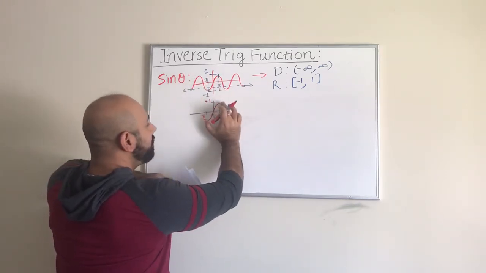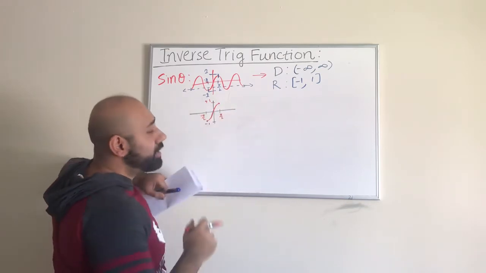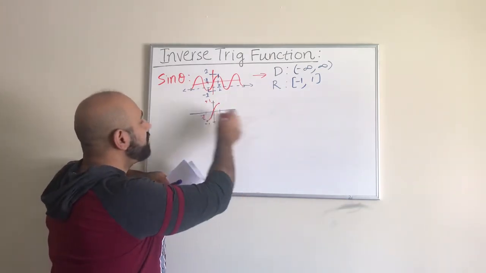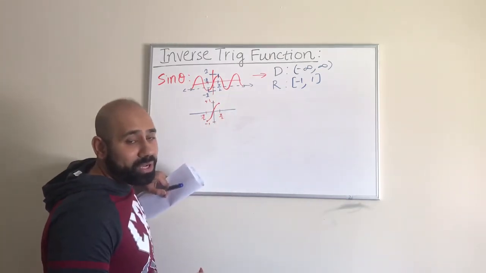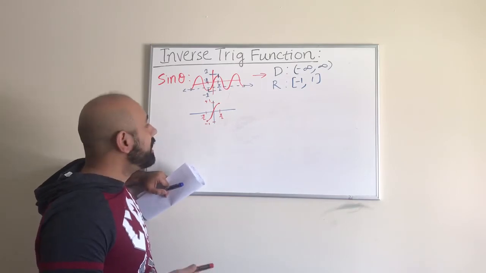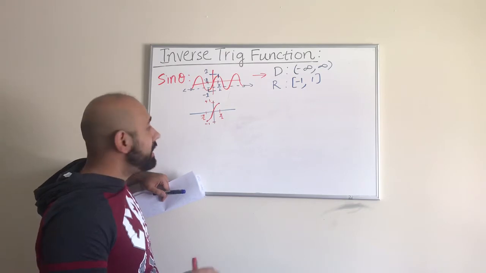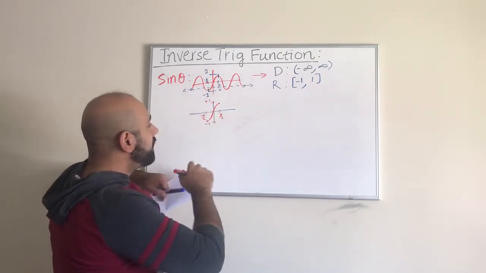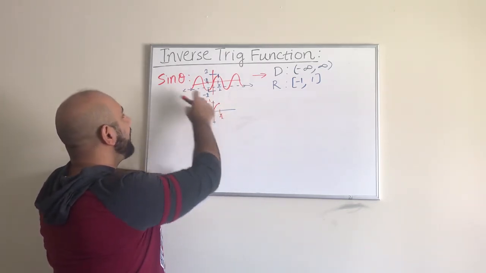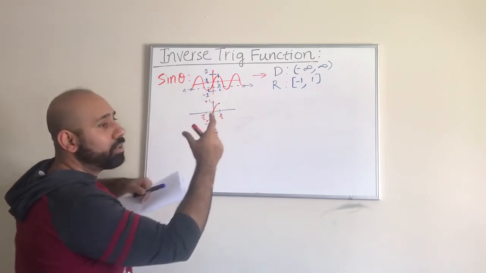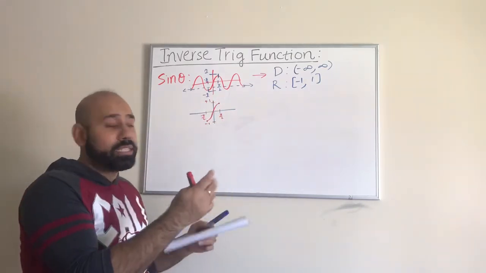Then if I restrict it only to this, does this pass the horizontal line test? Yeah, if we try to draw a horizontal line, it's only going to cross or touch at one point. So it does satisfy the condition of the horizontal line test. It passes the horizontal line test. Now if this guy passes the horizontal line test, this is still a sine function. It's only a part of the sine function, but it's still a sine function.